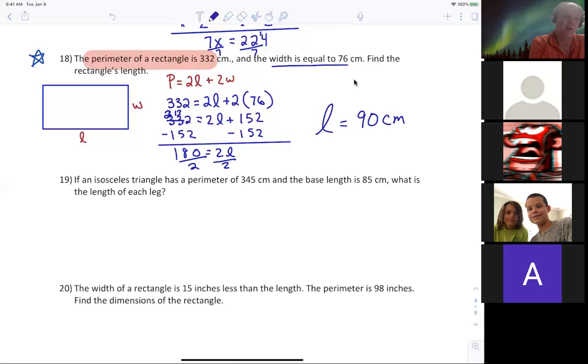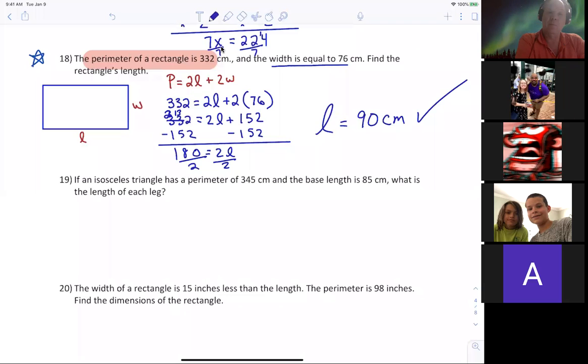All right, once again, if you got that, give yourself a nice little pat on the back. Good job. Does anybody need me to repeat anything for number 18? Anybody? All right, let's see what we got.